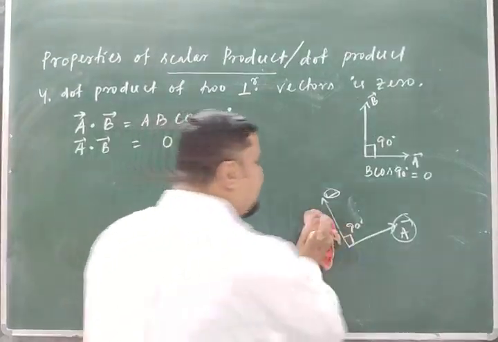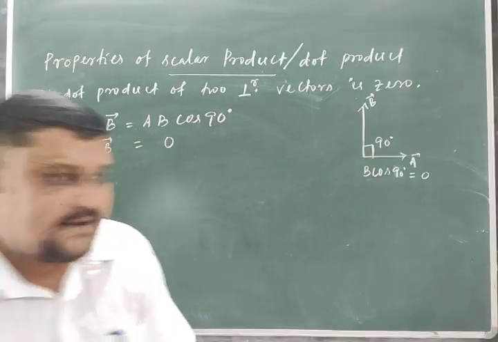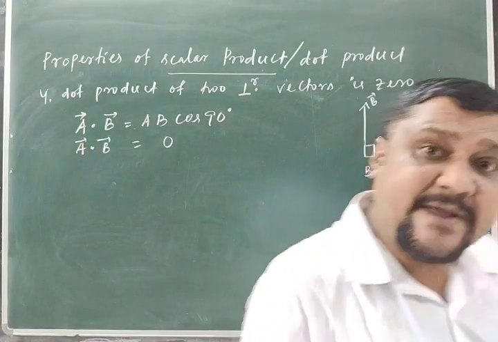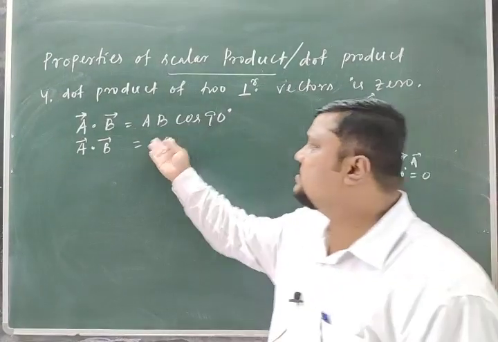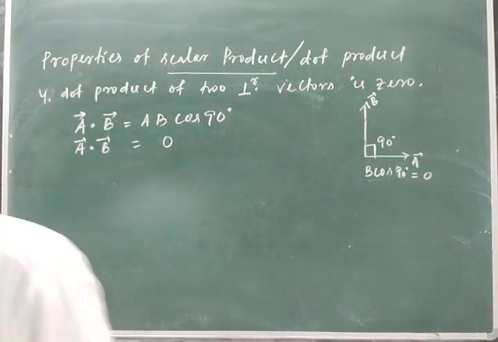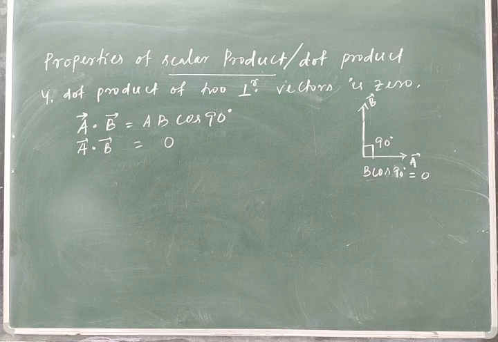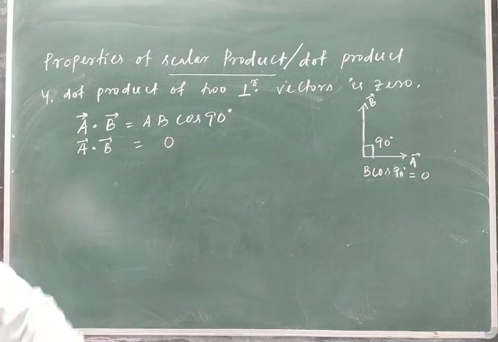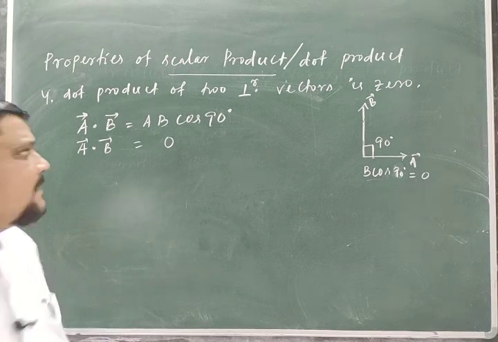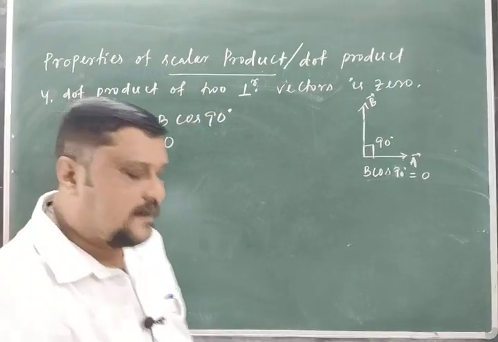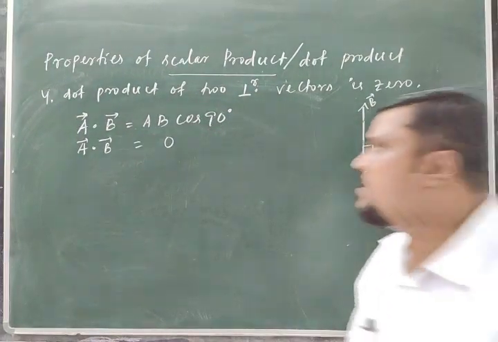Means when we are finding the component of a vector along another vector and that component is perpendicular to this vector, it is 0, so 0 is multiplied, and A dot B is equal to 0. So we can write: two vectors are perpendicular if their dot product is 0. Is that clear? So this is a condition also. If the dot product of two vectors is 0, then we can say they are perpendicular to each other.